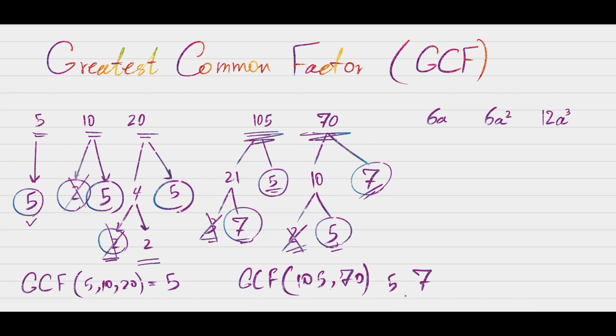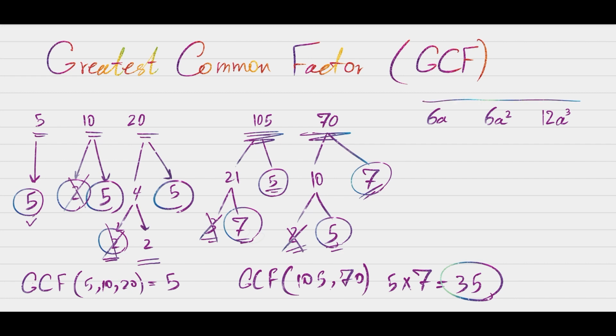and 7. So the greatest common factor for 105 and 70 is going to be 5 times 7 equals 35. Which means this is the largest value that can go evenly into 105 and 70. Let's go ahead and look at our last example over here.